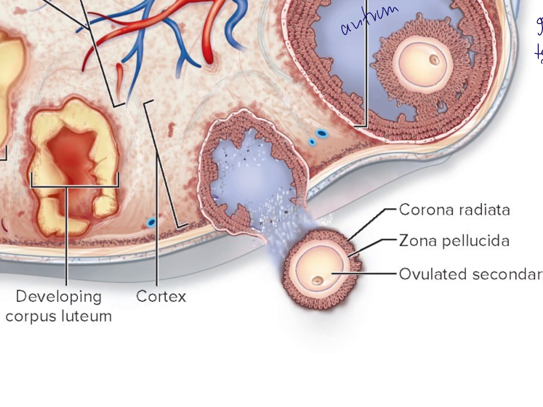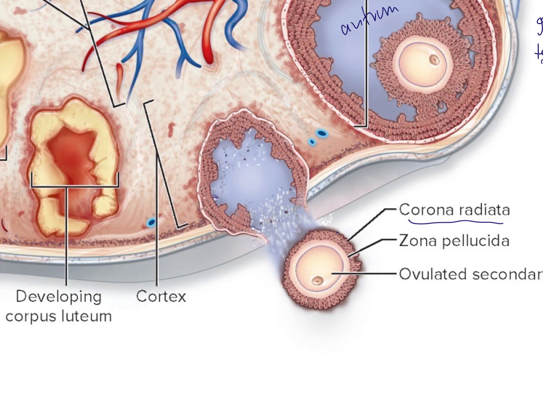So here's the oocyte, it's been ovulated. The cells that are surrounding it are called the corona radiata. And the oocyte has a very distinct protein structure that surrounds it. That's called the zona pellucida. You can almost make the analogy that the zona pellucida is like the eggshell of the oocyte.